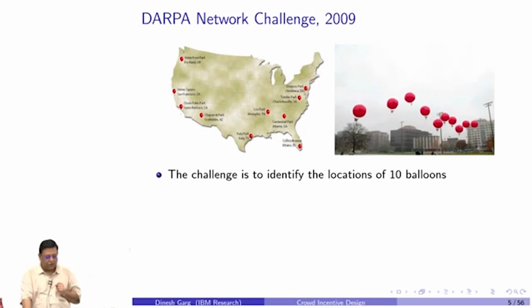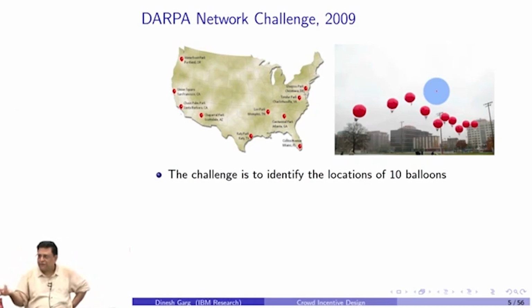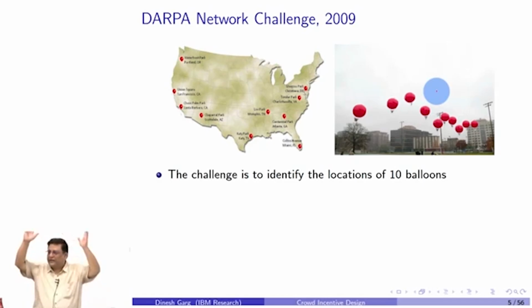The challenge was to identify the locations of 10 balloons. You can see in this picture these red weather balloons, which are floated in the air at sufficient height, so that within at least a couple of kilometers radius, people can easily detect them. Many times you would have seen advertising balloons floating around. These red colored balloons were floated across the continental United States in 10 different locations, and those locations were not revealed.